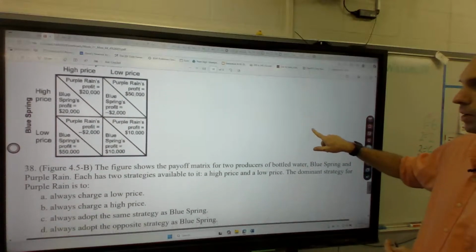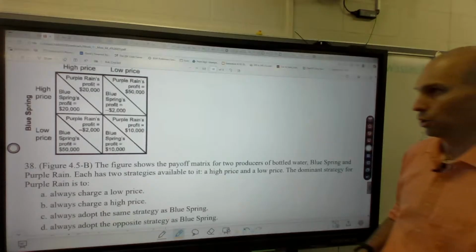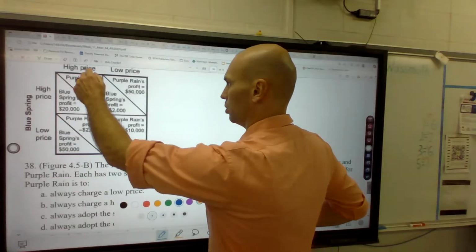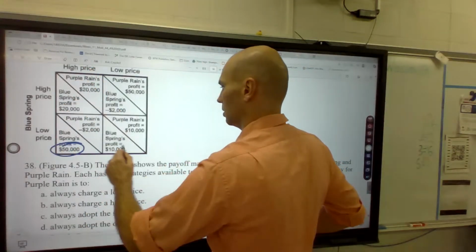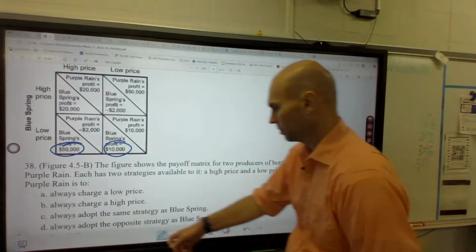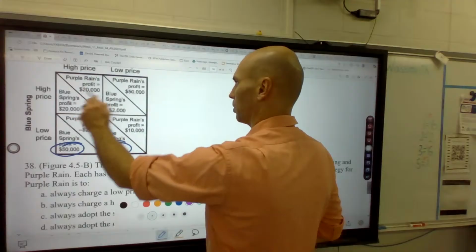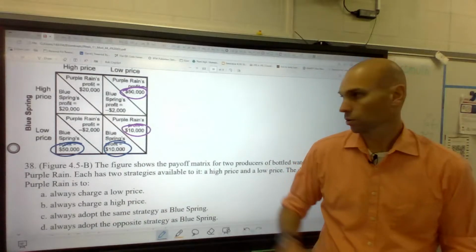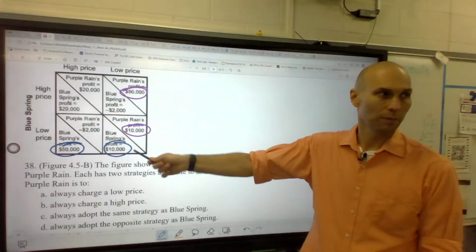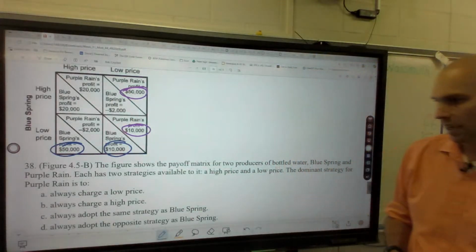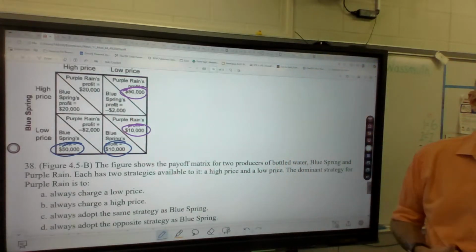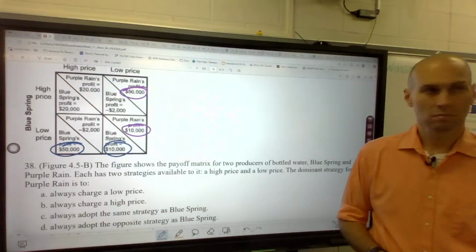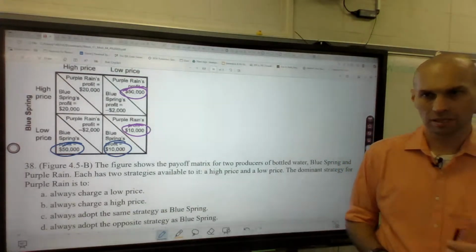Payoff matrix, Purple Rain, high and low. What's Blue Spring going to do if Purple Rain charges a high price? Dominant strategy, low price no matter what. Purple Rain, on the other hand, if Blue does a high price, they have a low dominant strategy. So we'll end up here. That's our Nash equilibrium, not the cooperative equilibrium. That's our cooperative. So the answer is always charge low price. It's a dominant strategy. The key said E. I know, that's why I said it's a miskey. Easy enough, guys? So 38, miskey. Voila.